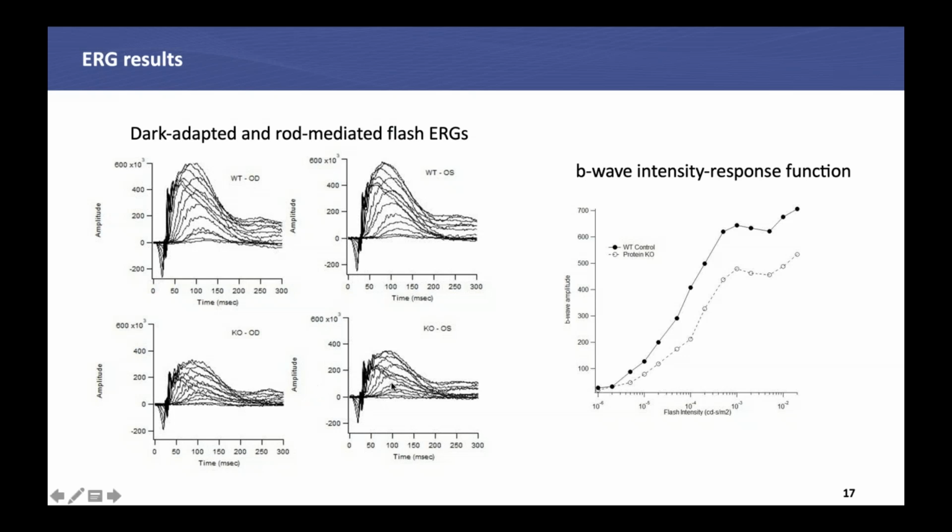Down below are examples of the animals who are the knockouts, again right eye and left eye. Just on first blush, you can look at it and see that these responses are somewhat lower than in the wild type. On the right-hand side, I'm plotting the intensity response functions. I have not yet fit the Michaelis-Menten or the Naka-Rushton to these to get the Vmax or the sensitivity values, but you can clearly see that the knockout animal has a lower response amplitude than the wild type.